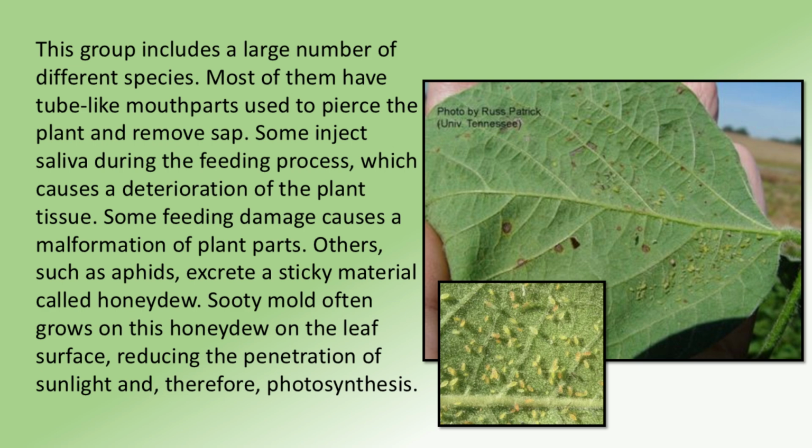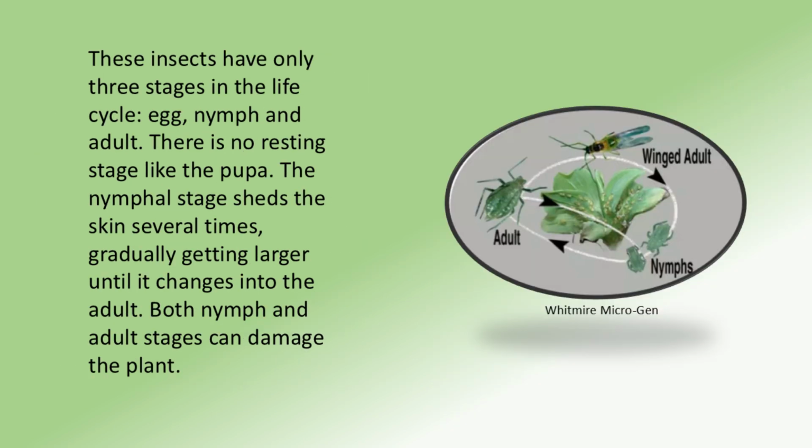Others, such as aphids, excrete a sticky material called honeydew. Sooty mold often grows on this honeydew on the leaf surface, reducing the penetration of sunlight and therefore photosynthesis. These insects have only 3 stages in the life cycle: egg, nymph, and adult. There is no resting stage like the pupa. The nymphal stage sheds the skin several times, gradually getting larger until it changes into the adult. Both nymph and adult stages can damage the plant.